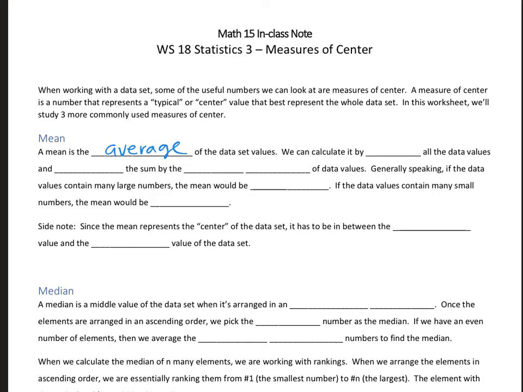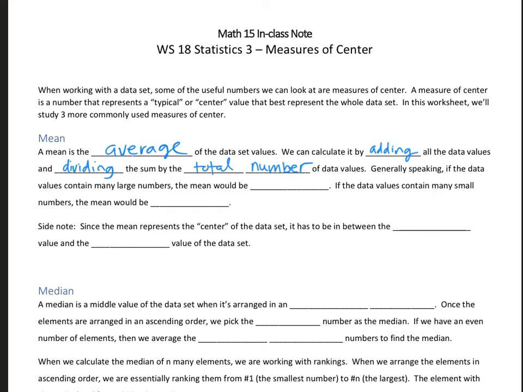We can calculate it by adding all the data values and dividing the sum by the total number of the data values. So for example, let's say you have 5 quizzes. To find the average quiz score, you add those 5 scores and divide by 5 because there are 5 quizzes, right? So we add the data values and divide the sum by the total number of the data values.